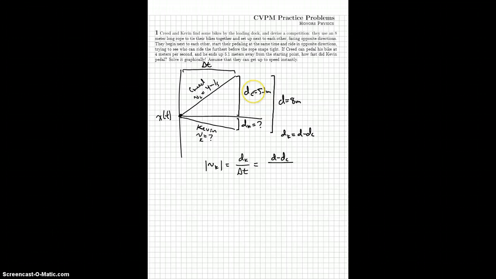So for Creed, I know that his speed is the distance that he travels over delta t, so delta t is the distance that he travels over his speed, and I can sub that in here. And I'm going to clean that up because you never want to leave a compound fraction like that, or a compound fraction at all.